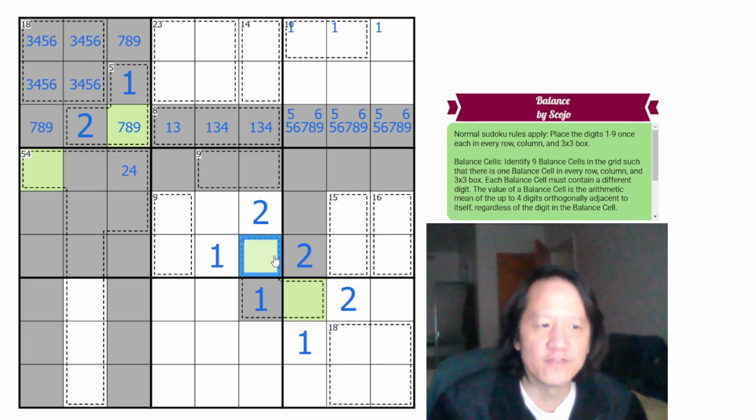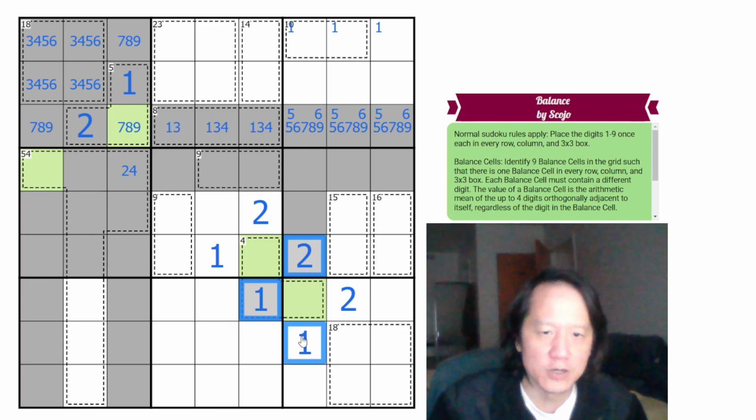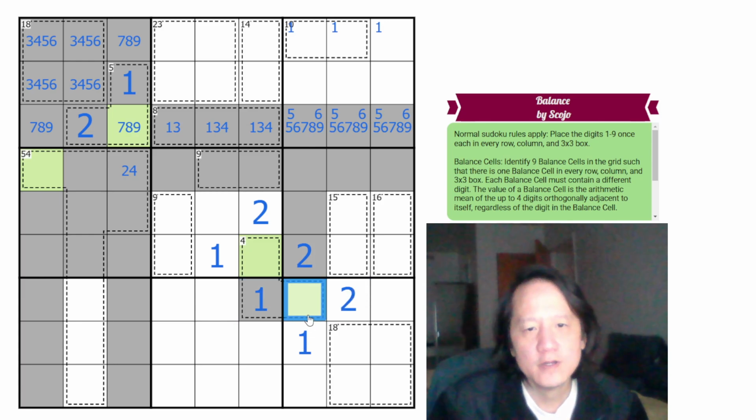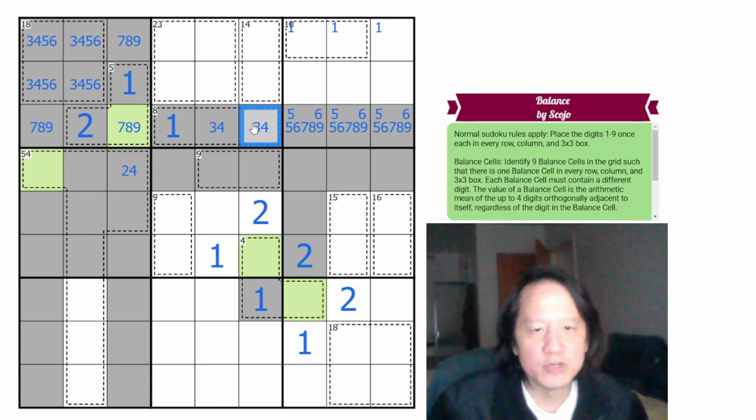Right, so then this would have a value of 1.5, which is 2 plus 2, 2 plus 1 times 2, which is 6 divided by 4, which is 1.5. And similarly here, this would be 1.5. So we know 1 can't be either of these, so therefore this must be a 1, because we don't have a 1 anymore in the rest of this box. So therefore this has to be 1.